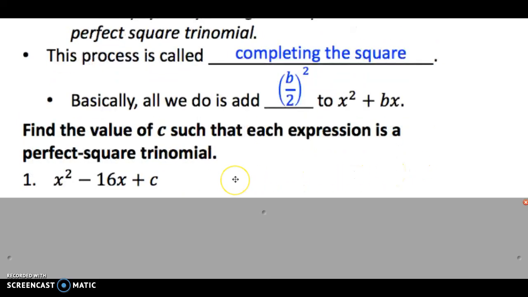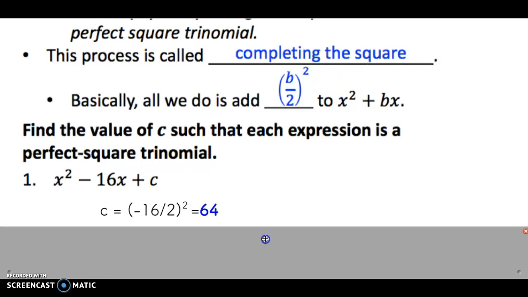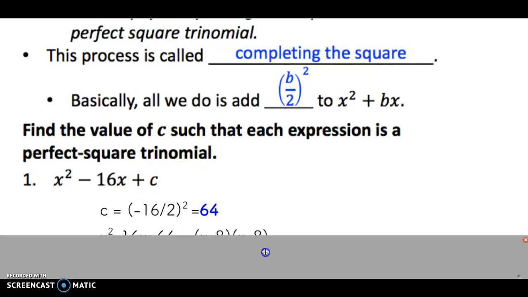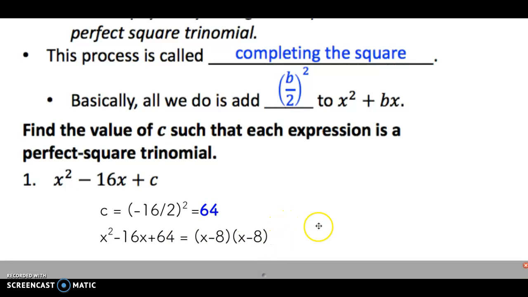So for number one, it says find the value of c such that each expression is a perfect square trinomial. Here, what is half of negative 16? It's negative 8, right? And what's negative 8 squared? 64. So that's all it is. C is 64. When you put 64 in place of c, you now have a perfect square trinomial, x squared minus 16x plus 64, and we can factor that to be x minus 8 times x minus 8, or x minus 8 squared, right? That's all we're doing.